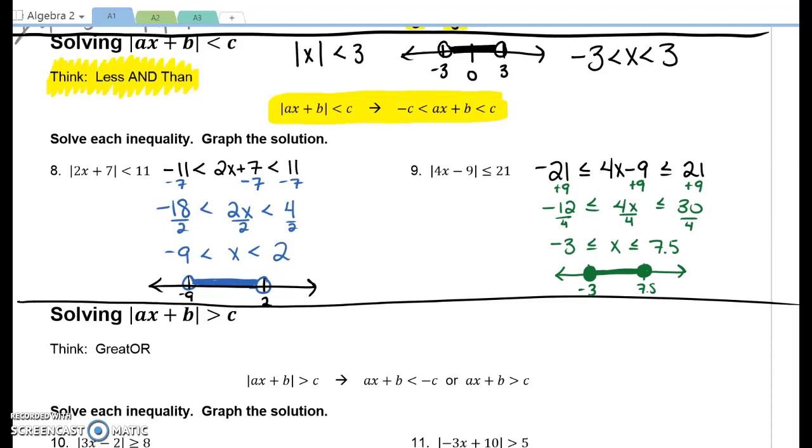So ultimately you need to remember, if its absolute value is less than, that means the distance from 0 is less than something. So it's shaded in between the 2 numbers. It's a 3-part and inequality.